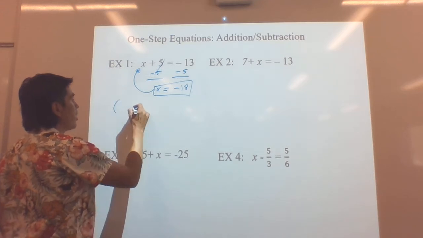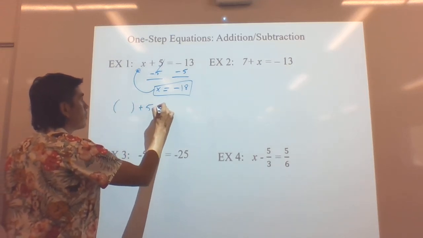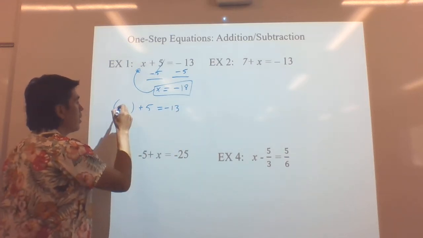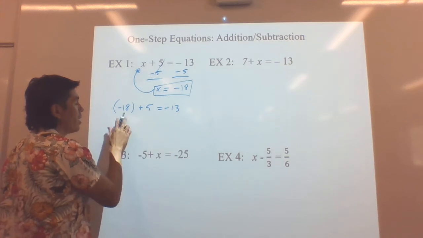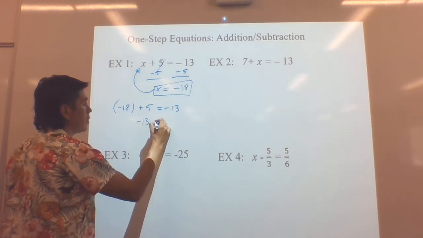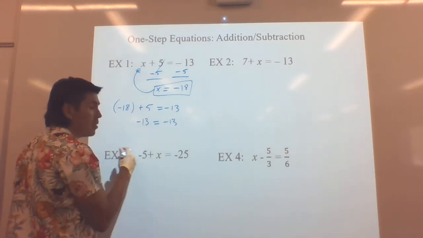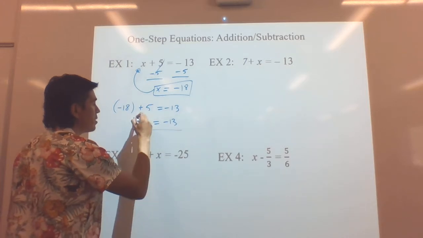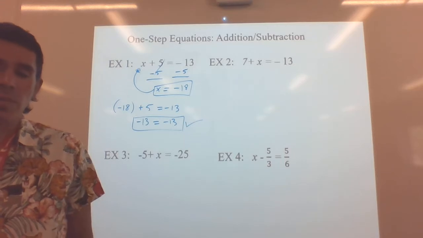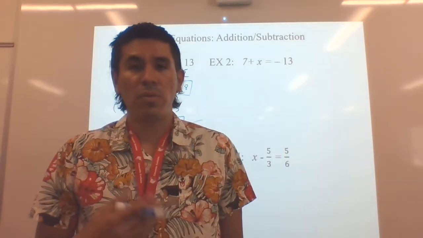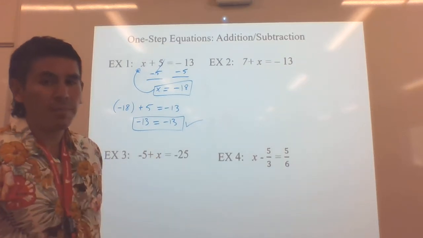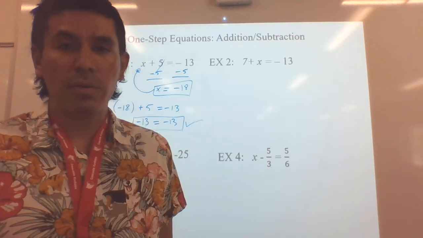So we plug in our x value, negative 18, to see if it's a true statement. Negative 18 plus 5 is negative 13, equals negative 13. Is this a true statement? The answer is yes. So if it's true, it means that we found the correct x value. You can do that every single time to check that you're doing the right work. I'm only going to do it for this one because I want to make this a little quicker, so that way you have more time to do stuff at home.